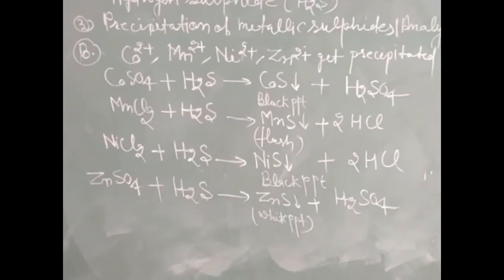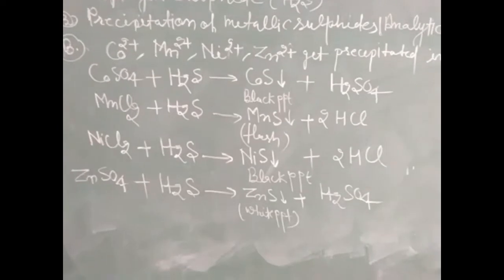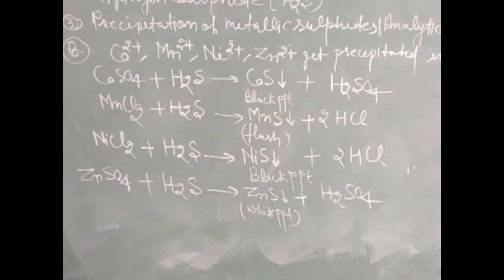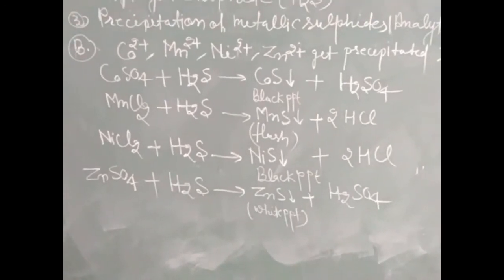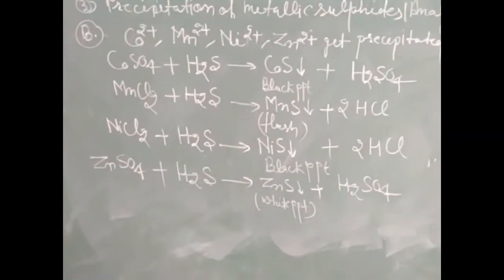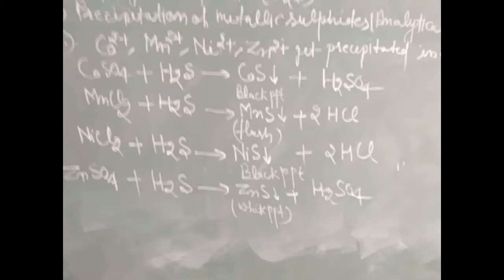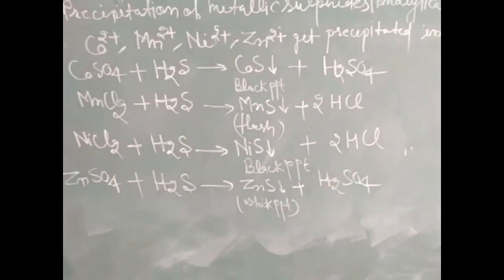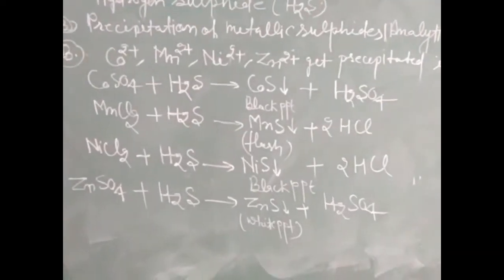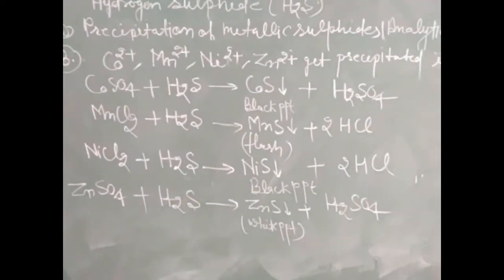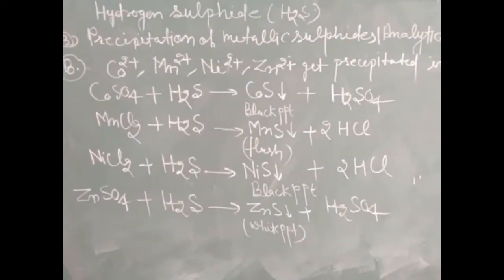Nickel chloride: when hydrogen sulfide gas is passed in nickel chloride, then formation of nickel sulfide, that is black color precipitate, will take place along with formation of hydrogen chloride solution. When hydrogen sulfide gas again is passed in zinc sulfate solution, then formation of white precipitate of zinc sulfide takes place along with formation of H2SO4.